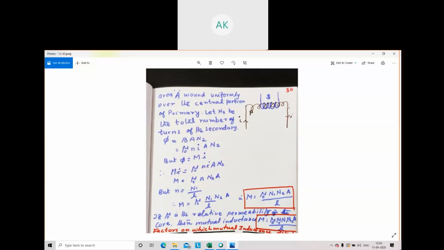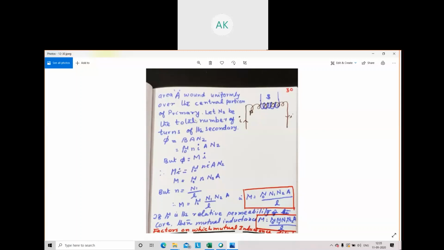The area of cross section here we consider as the same. Different cases are possible, but here we consider that one is wound over the other, so the area of cross section is the same. Suppose A is the area of cross section common for both, N1 is the number of turns in the primary, and N2 is the number of turns in the secondary.